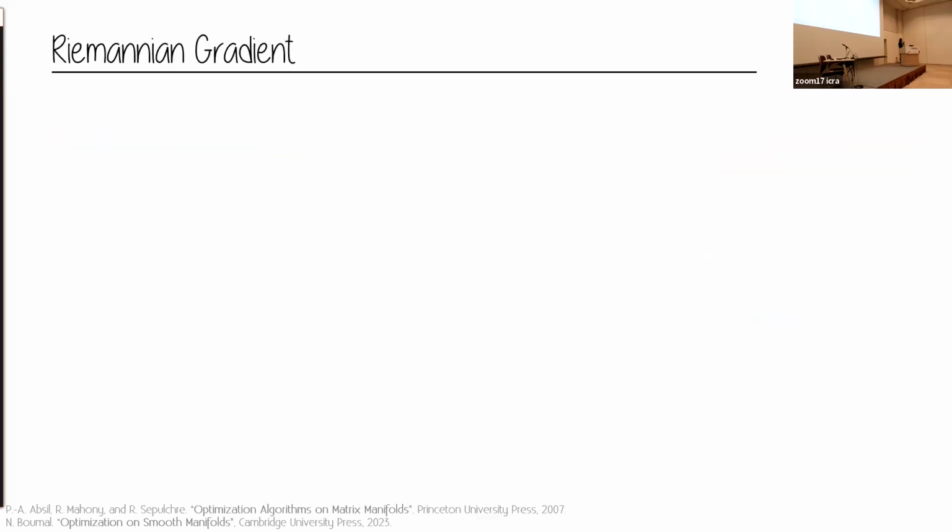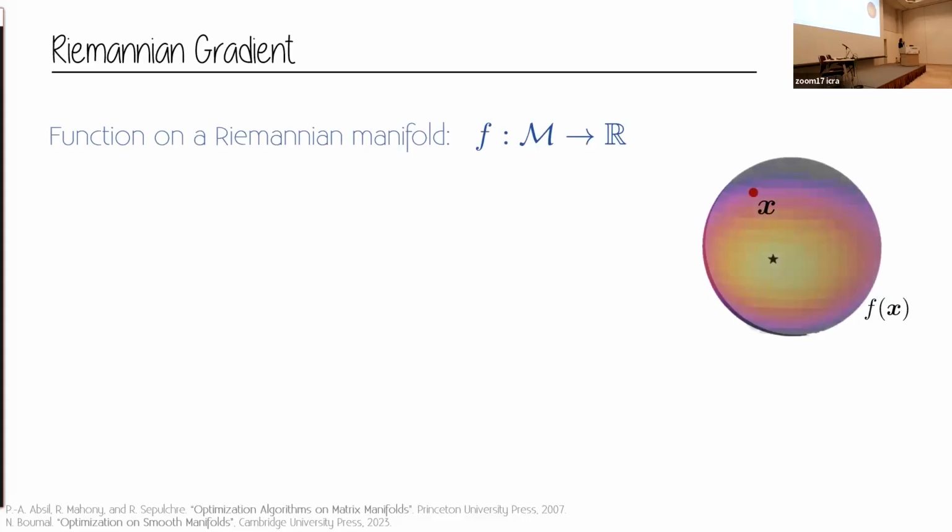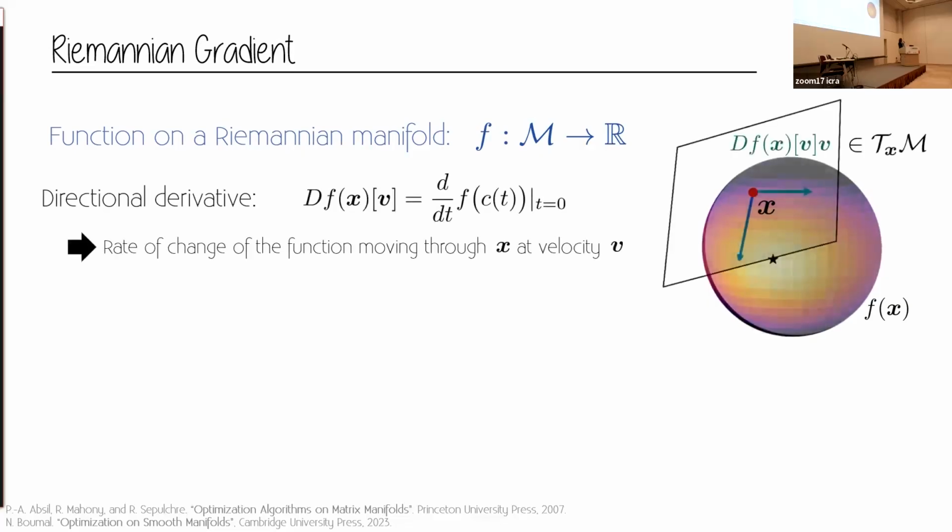Now, moving to the Riemannian case. In this case, we have a function on a Riemannian manifold, so the input of this function is on a manifold, here the sphere, and it gives you a scalar. We define again the notion of directional derivative, which is the rate of change of a function when you move through a point x at a given velocity v. This velocity v, in this case, is a tangent vector, so it belongs to the tangent space, and this is how you measure the direction. And again, this is simply the derivative of the function in a given direction.